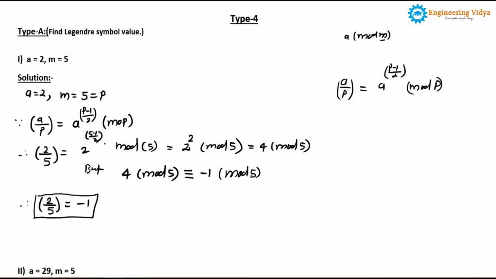Why are we finding the minus 1? Because the Legendre symbol value will be either plus 1, minus 1, or 0. So here we are going for minus 1 only, right? Not for 4. So the Legendre symbol value for 2 and 5 is equal to minus 1.